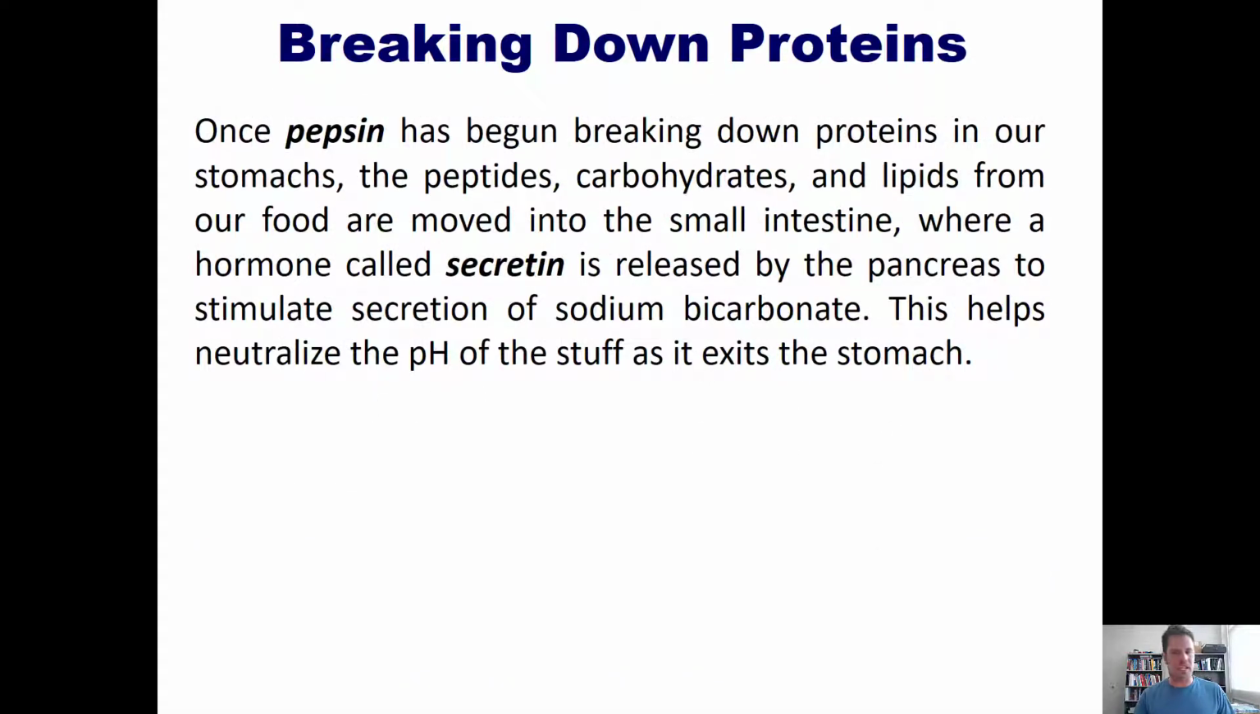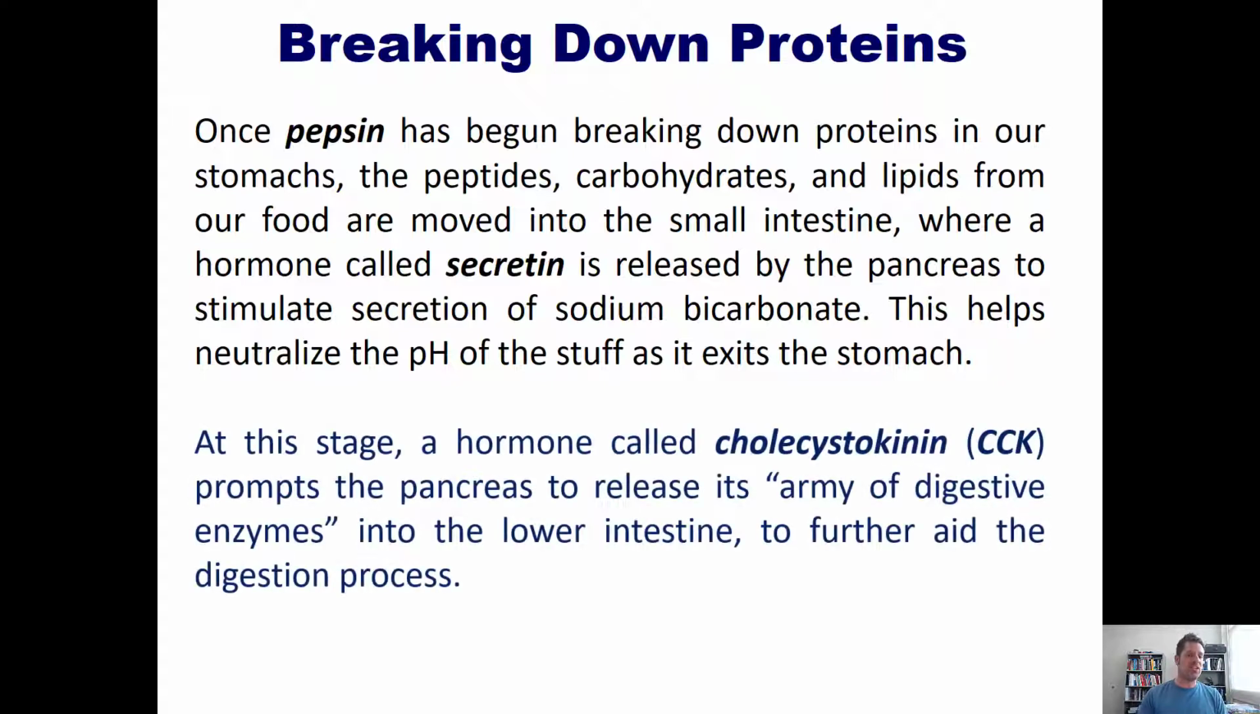So once pepsin has begun breaking down proteins in our stomachs, the peptides, carbohydrates, and lipids from our food are moved into the small intestine, where a hormone called secretin is released by the pancreas to stimulate secretion of sodium bicarbonate. This helps neutralize the pH of the stuff as it exits the stomach. At this stage, a hormone called cholecystokinin, or CCK, prompts the pancreas to release its army of digestive enzymes into the lower intestine to further aid the digestion process.